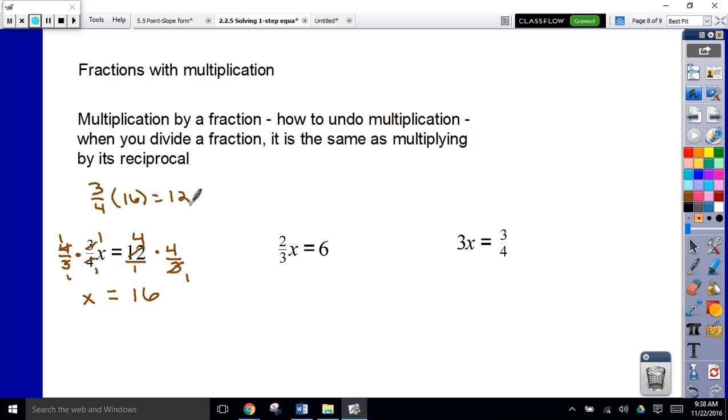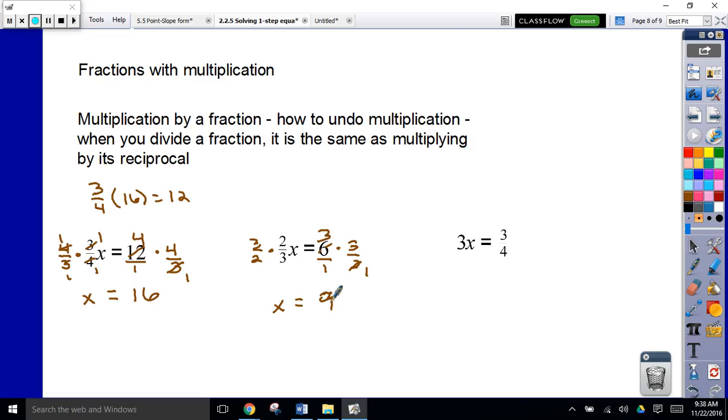Caitlin, what would I multiply by to get rid of the fraction in front of this variable? Good, I would multiply by 3 over 2. Okay, I'm going to change this to 6 over 1. Caitlin, can I cross simplify at all here? Yeah. 6 and 2. Good. How many times does 2 go into 6? 3. So on top I have 3 times 3, which is 9. And on the bottom I just have 1, so my answer is just 9.